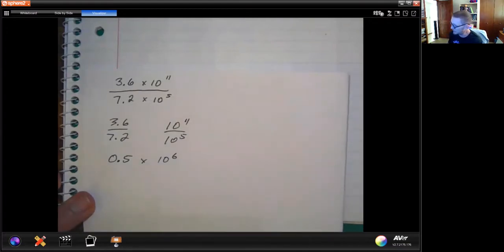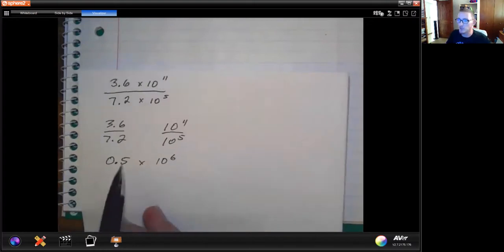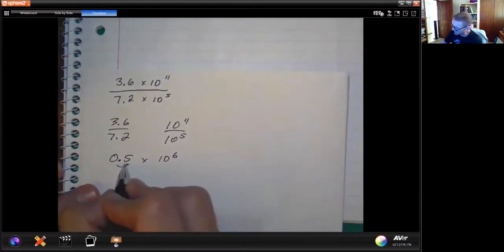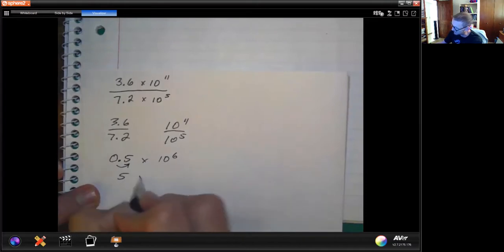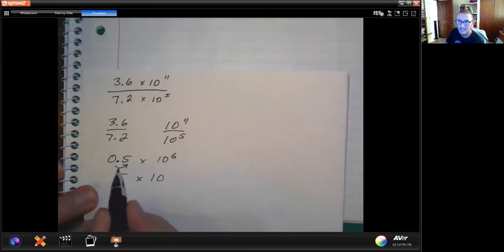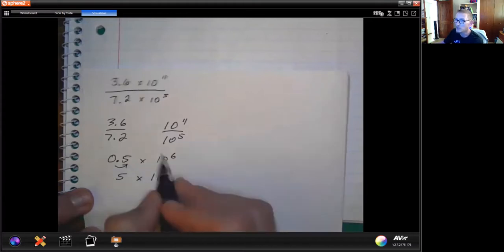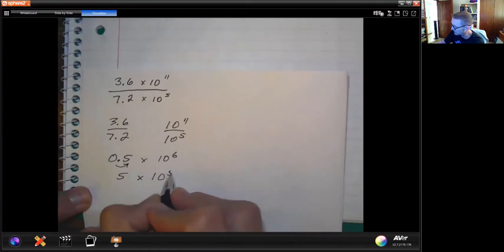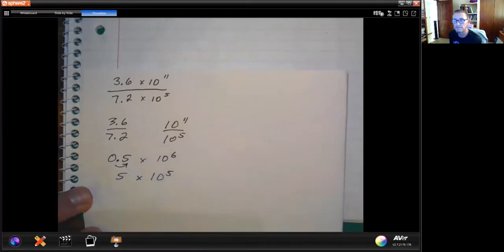Now the key with this one, just like our last example that you tried, is this is not in scientific notation. 0.5 is less than 1. So I have to move the decimal 1 time to get it into scientific notation. Now this was less than 1, so that means my exponent has to become less by 1. So 10 to the 6th is going to become 10 to the 5th power.